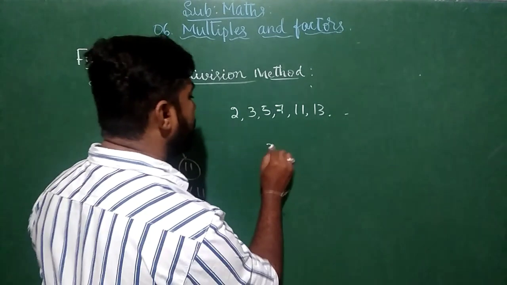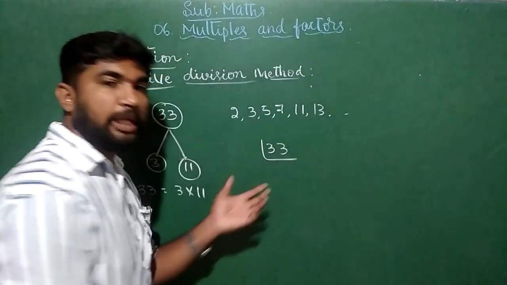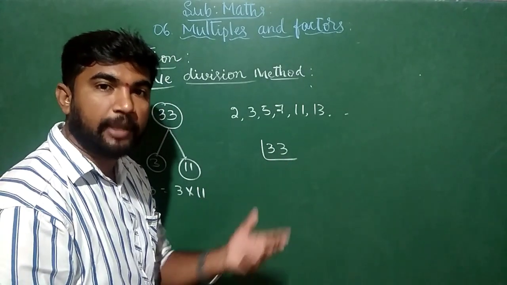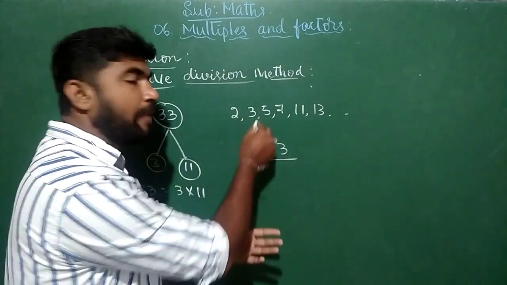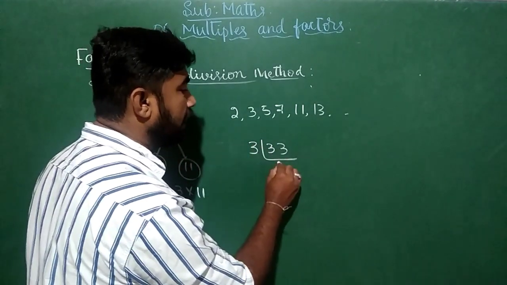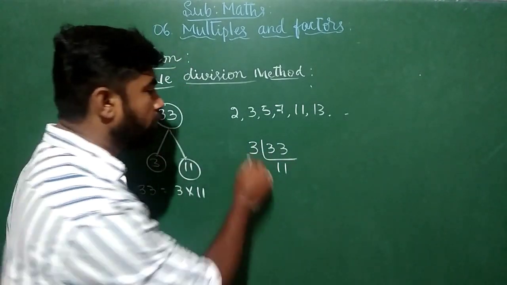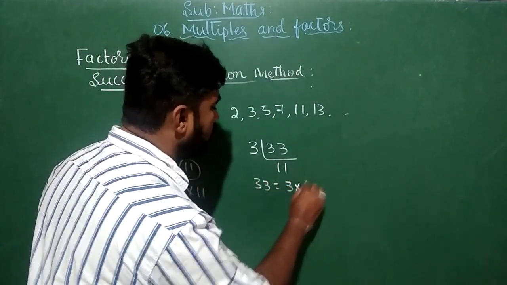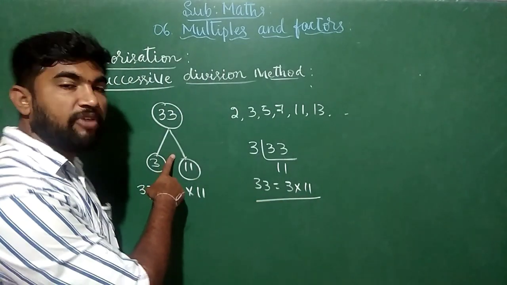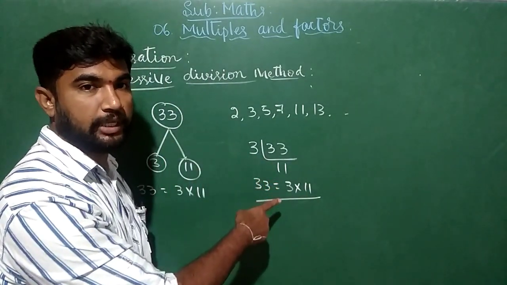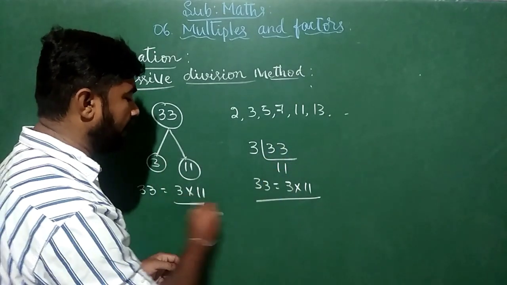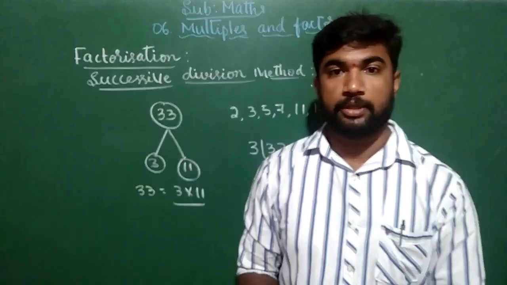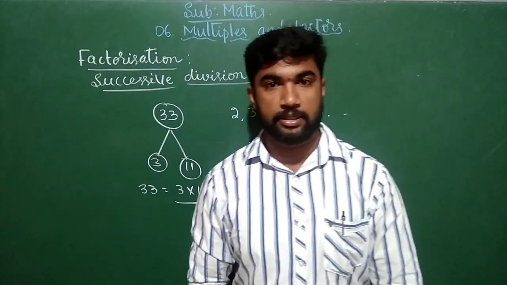Next, the successive division method for 33. Again here also the same. Take the smallest prime number. Can 33 be divided by 2? No. Next prime number, that is 3. 3 11s are 33. So we got prime numbers. So 33 equal to 3 into 11. This is the factor tree method, and this is the successive division method. In both methods we got the same factors, 3 and 11. These are the prime factors.